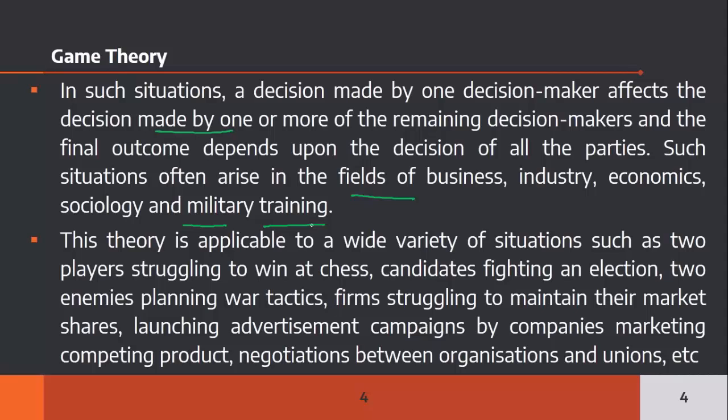So where should we use this theory? There are many wide applications of this theory. It is applicable in a variety of situations, such as two players struggling to win at chess. In this situation also we use game theory. Other examples are candidates fighting for elections, two enemies planning war tactics, firms struggling to maintain their market share, companies launching advertisement campaigns for competing products, and negotiations between organizations and unions, and many more. So there are many applications of game theory.